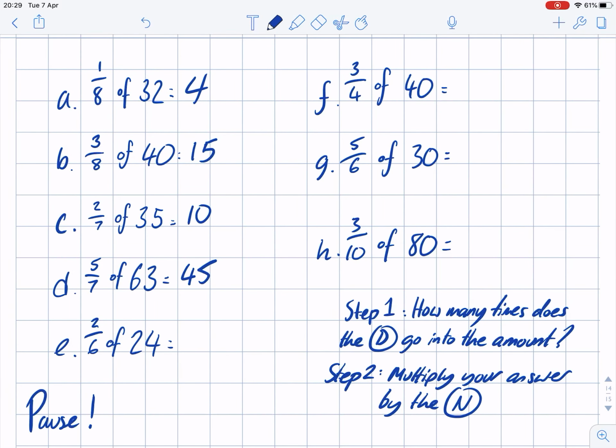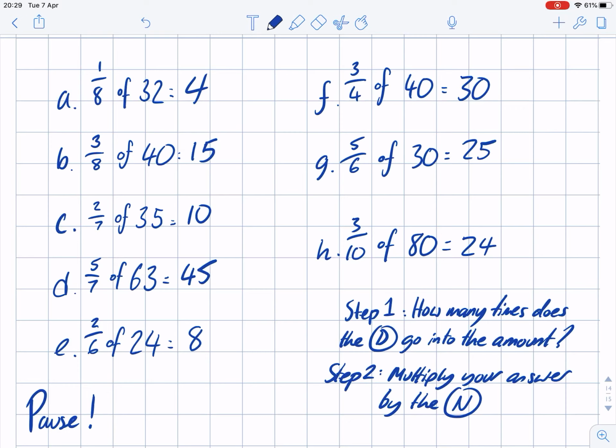2/6 of 24. Well, again, how many 6s are there in 24? There's 4. Multiply that answer by the numerator. 4 times 2 is 8. Next one is 30. Next one is 25. And then the last one is, how many 10s go into 80? It would be 8. 8 times 3 is 24.